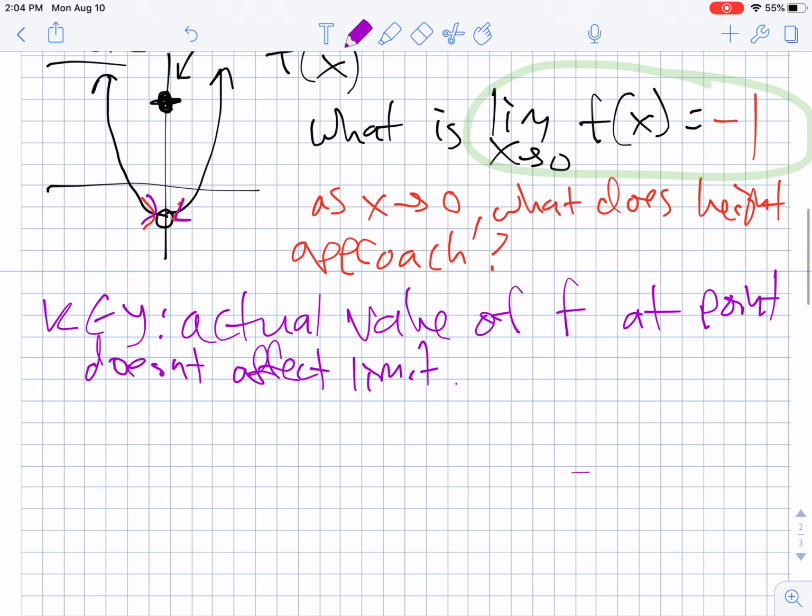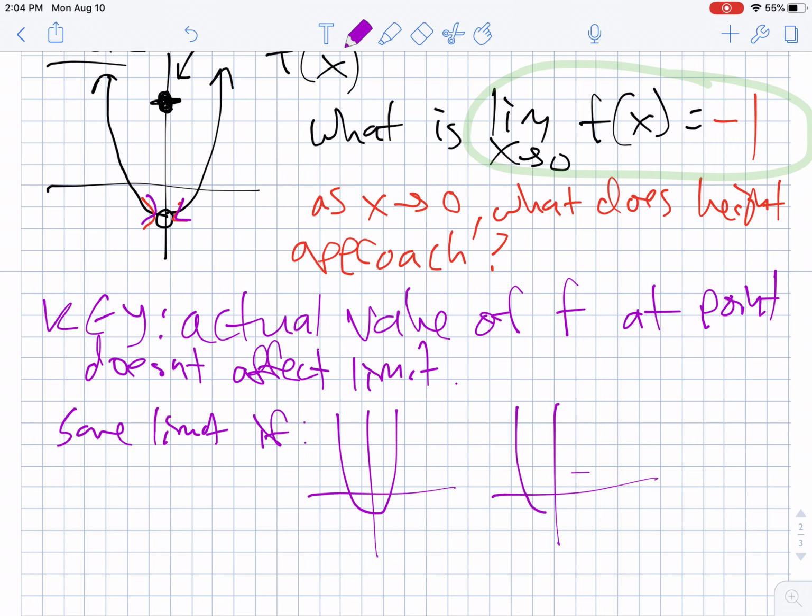Okay, so notice that here we'd have the same limit for these cases. If you just actually had the parabola, you would still have a limit of -1. If you had the parabola with an empty point and then you never filled in that point, it would still have that exact same limit of -1. Okay, so that's important here.